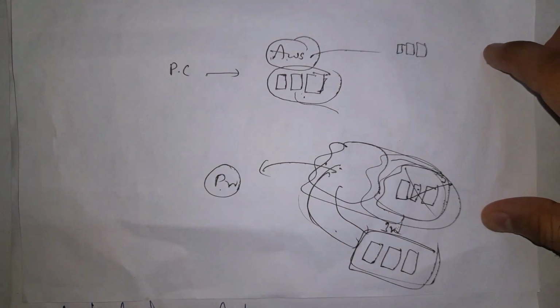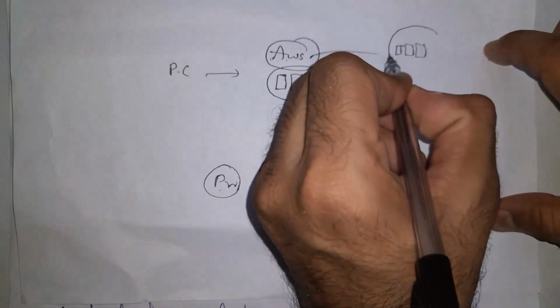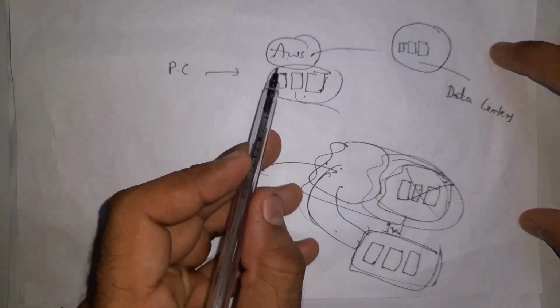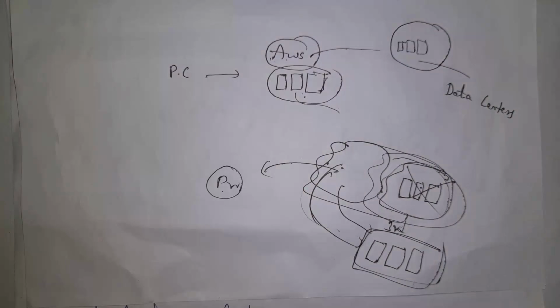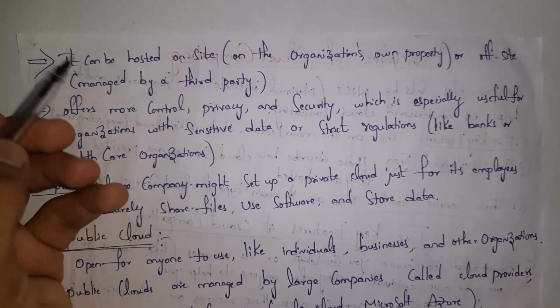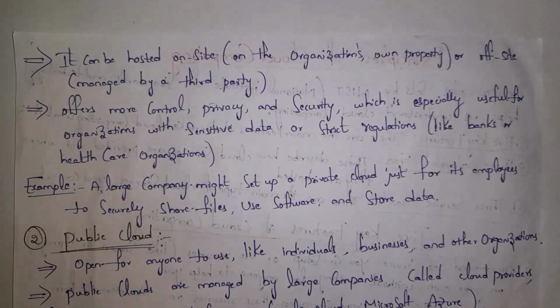Guys, the AWS company contains many servers in different locations, and the places where servers are located, we call them data centers. The AWS company contains many data centers. Some data centers are located in Hyderabad, and some data centers are located in Bangalore. So the AWS company contains many data centers in many locations. So private cloud can be hosted on-site or off-site. On-site is nothing but that the company can create their own private cloud, or they can also purchase from third parties.